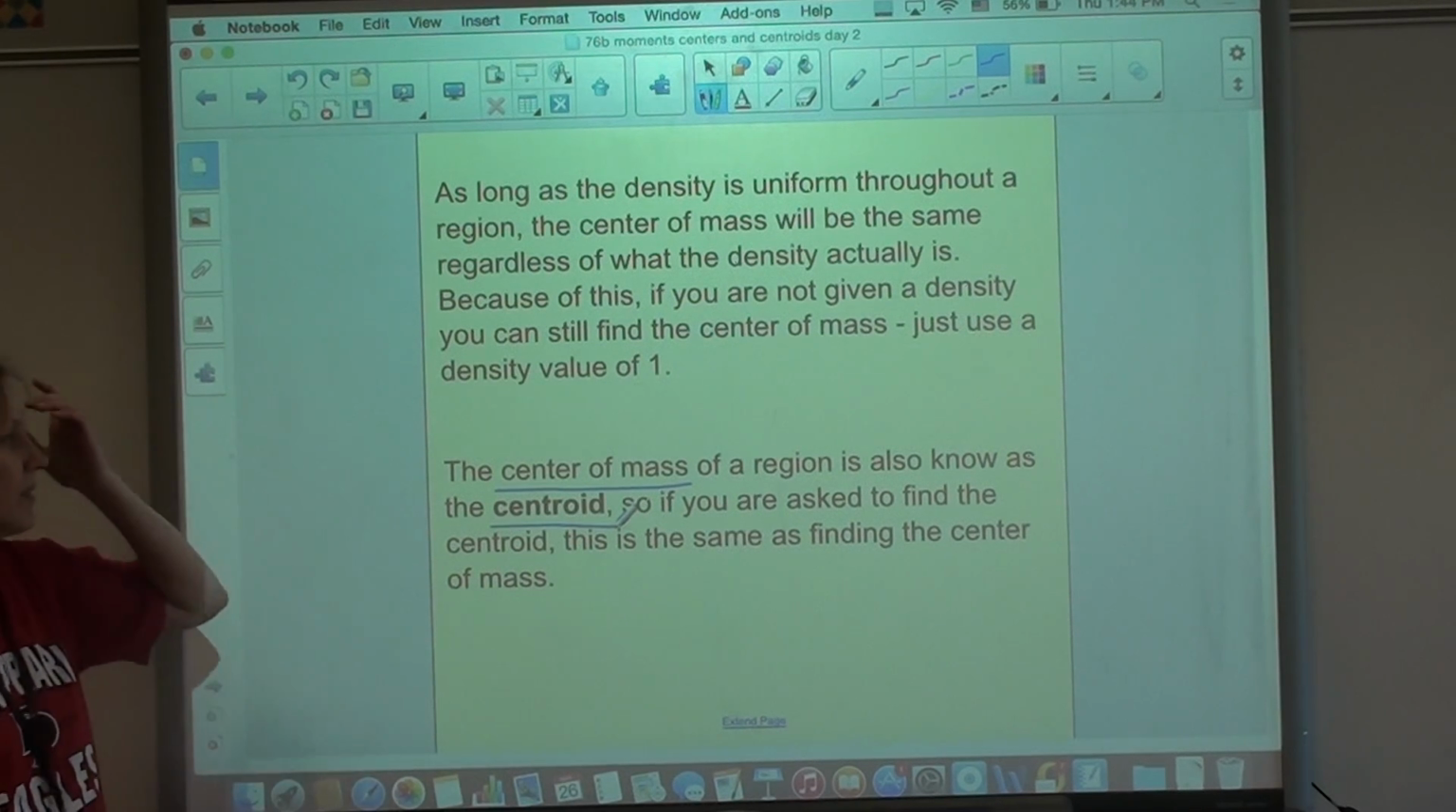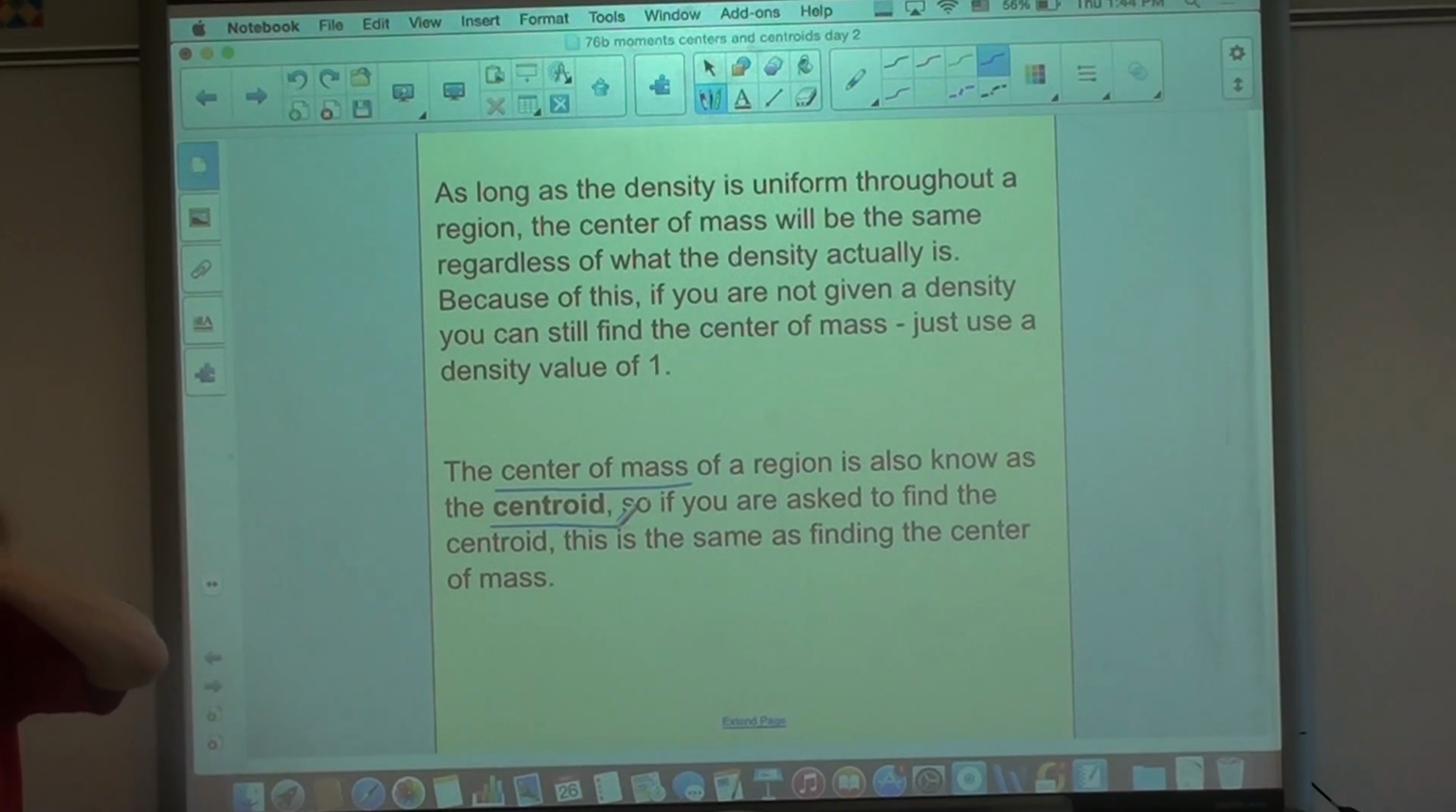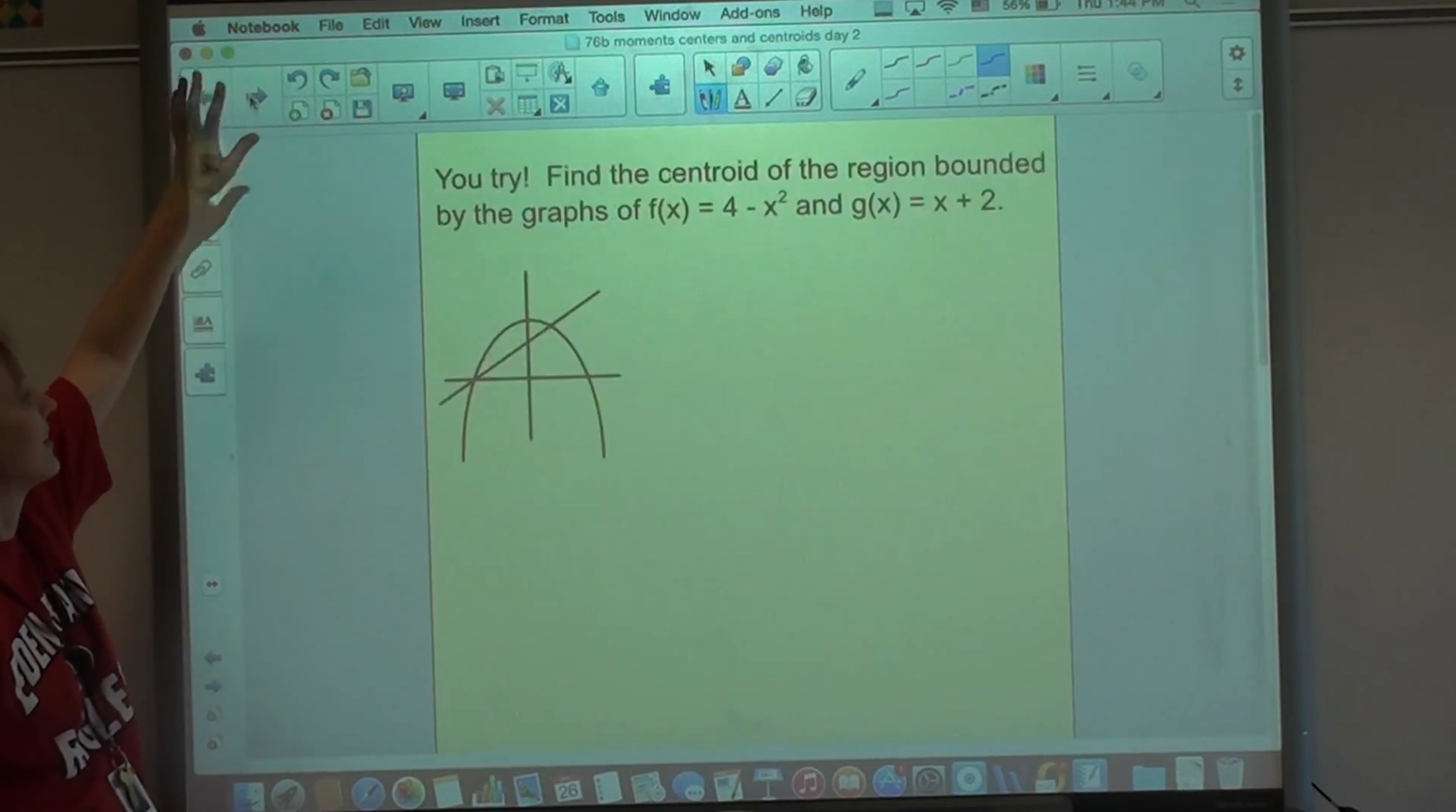That's why I abbreviated it in all my homework. What? You abbreviated centroid? No. Oh, center of mass. Okay, all right, centroid is pretty short.